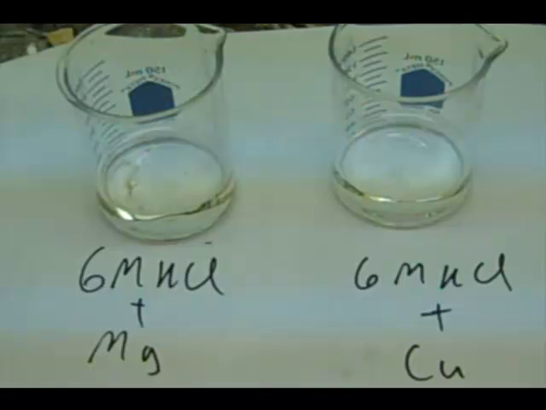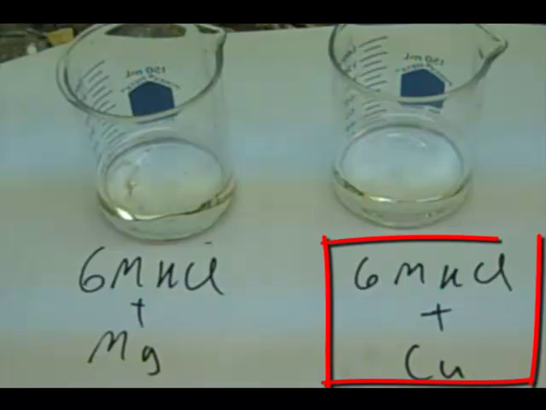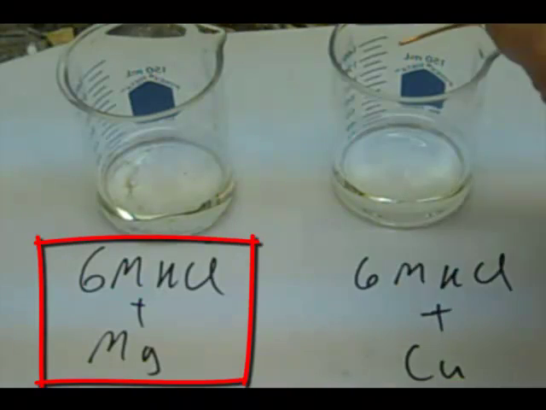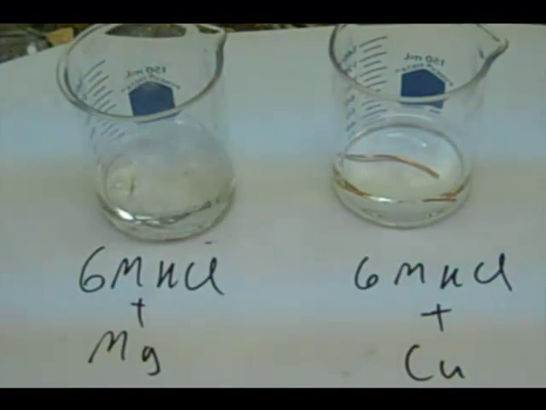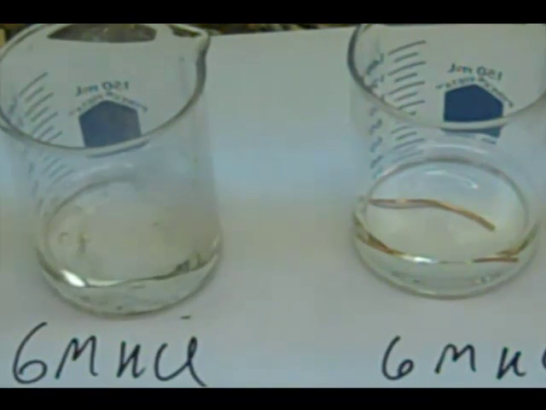Here I've got 6 molar hydrochloric acid in 2 different beakers. Into one of them I'm going to put a piece of copper wire, and into the other one I'm going to put a piece of magnesium ribbon. So there goes the copper wire, and here goes the piece of magnesium. You can see immediately, as soon as I drop in the magnesium, there's a violent reaction. I'm producing hydrogen gas and magnesium chloride.